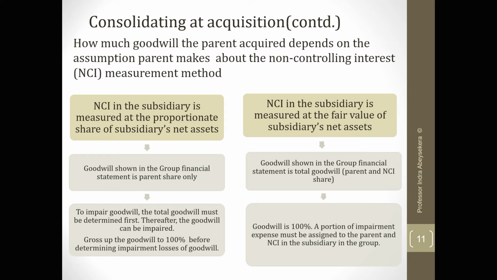This difference in treatment becomes important for us when we want to impair goodwill. In the first situation, which is in the left column, because it's a percentage of goodwill that is acquired, before we impair the goodwill, we have to gross it up to 100% and then impair the decrease in the value of goodwill for that grossed-up value. Whereas in the second case, in the right-hand column, because it's 100% goodwill, when we impair the goodwill, we impair for that total goodwill.